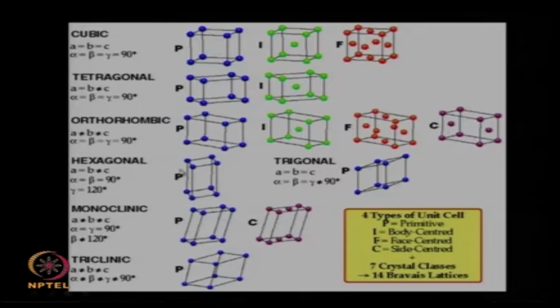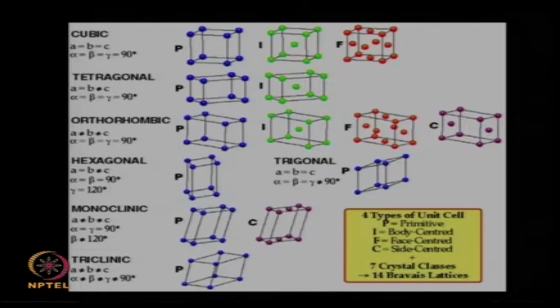In a hexagonal we cannot have anything in the body, right, because it is slightly unsymmetric. Same thing with trigonal, whereas in monoclinic we can have not only the basic structure but also the side centered. In a triclinic we cannot have body or face centered, we can have only the basic structure. So if we add all these then we get 14, right, that is called 14 Bravais lattices. So there are 7 crystal classes and there are 14 Bravais lattices.